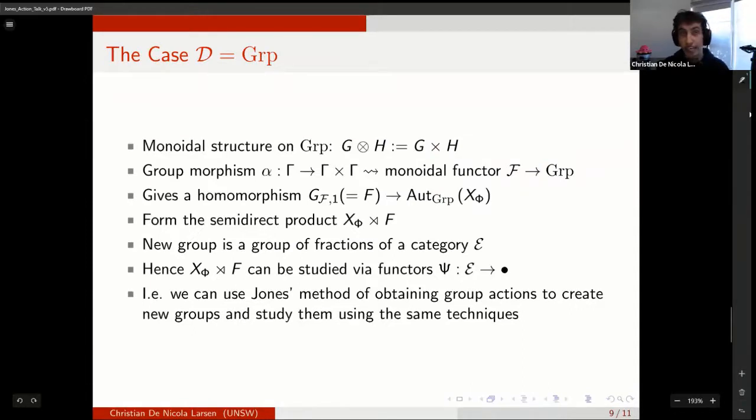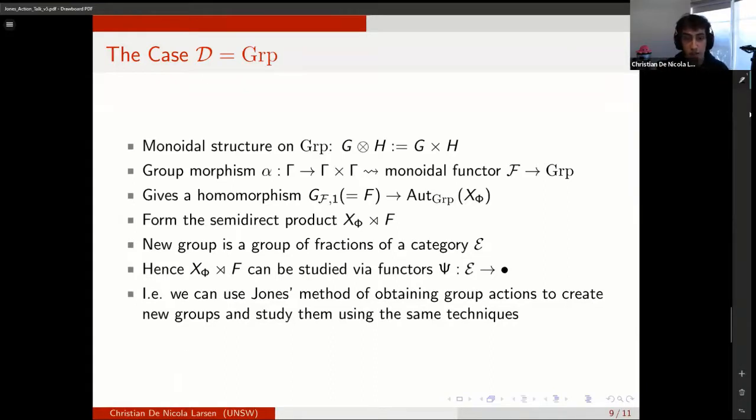So I'd like to go over the case in which the target of our functor is the category of groups. We certainly have a monoidal structure on the category of groups given by the product. And from what we just saw, if we take a group homomorphism from a group gamma to the product with itself, this is going to give us a monoidal functor from the category of binary forests to the category of groups. And from what we saw earlier again, this is going to give us a group homomorphism from the group of fractions, which in this case is Thompson's group, to the automorphism group of some group x phi. And from this, we can form the semi-direct product of this x phi with our group of fractions.